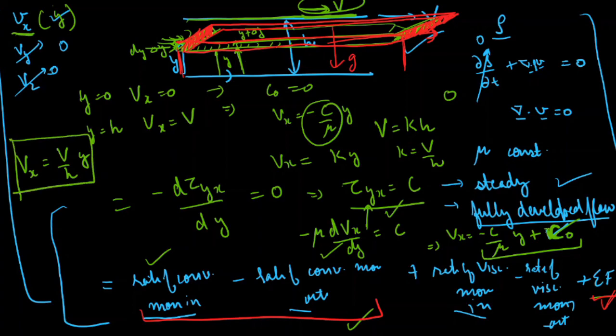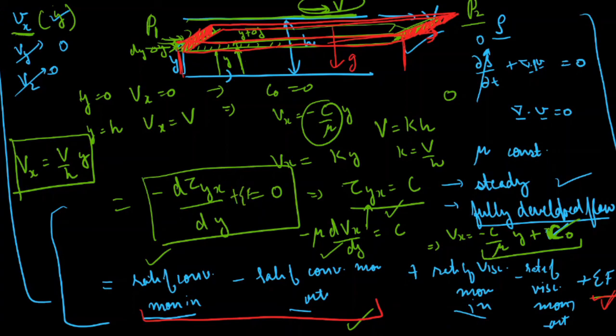Now at home what you can do is use a given pressure drop here, where the pressure here is P1 and here is P2. Then what would be the differential equation? Because then this differential equation will change. A sum of forces term will come in, and then you will be able to find a separate velocity profile.